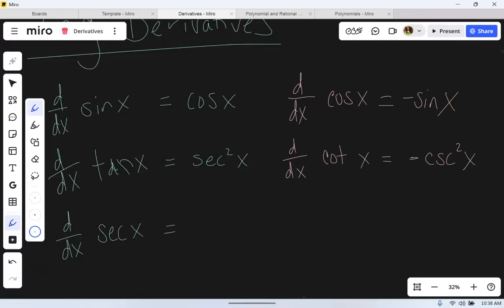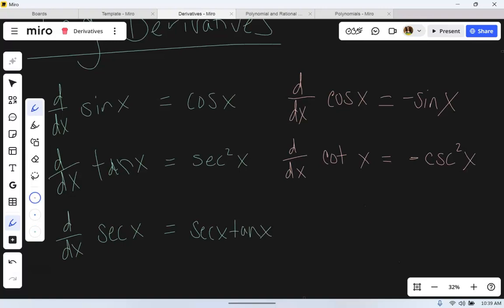I know, this is literally just memorized. Do you? All right, derivative of secant x. Armando, what is it? I don't understand how you're doing it. How do you just memorize it?